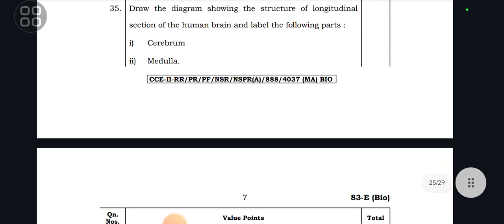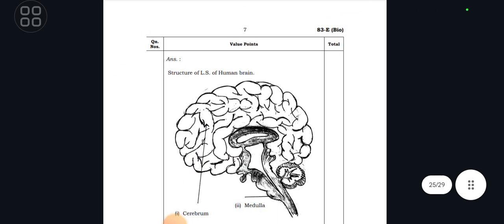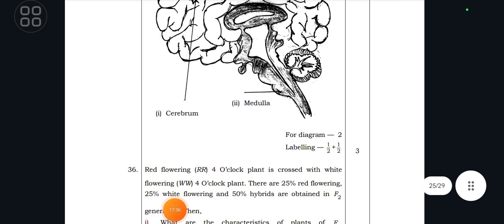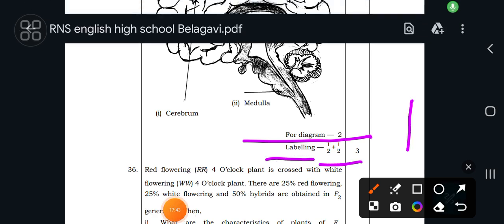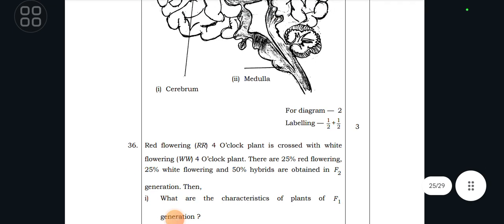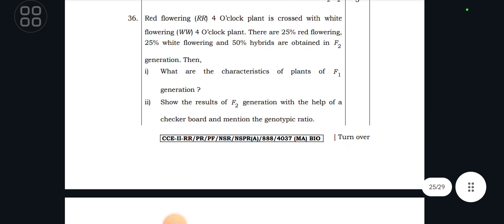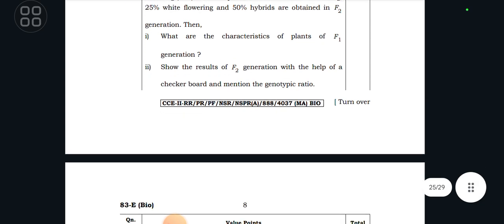Directly I have provided each and every point with the diagrammatic structure related to diagrams and how labeling will fetch you the marks. Here for the diagram they have assigned 2 marks, and for labeling half and half marks. You can see over here for labeling 1.5 marks plus 1.5 marks; in total the diagram asks for 3 marks. Keep these small points in your mind because you should not forget them while writing your paper.